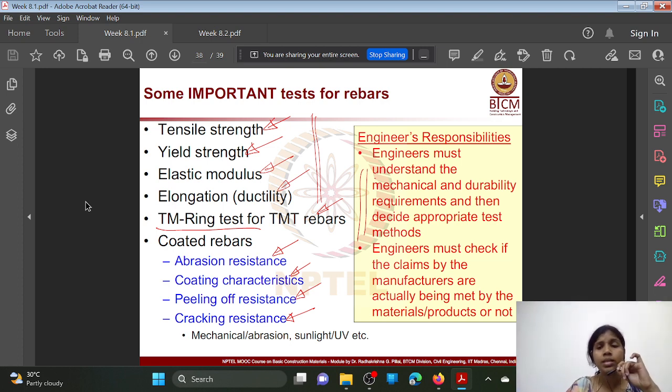In this lecture what we have covered is coated rebars, in which we have seen a few things related to non-metallic coating, a few things related to metallic coating, and what are the different tests we need to conduct on these rebars. So this is one of the topics in this week's content.